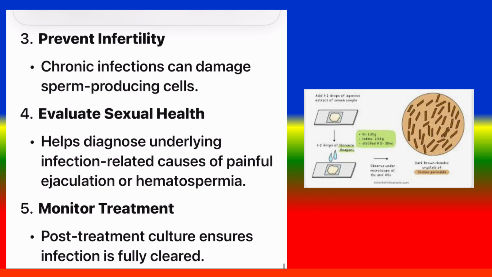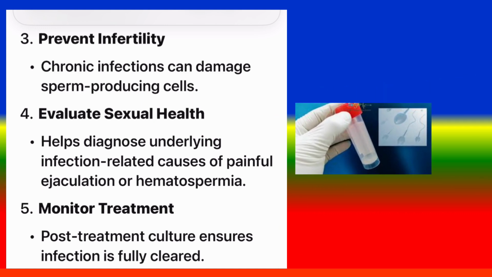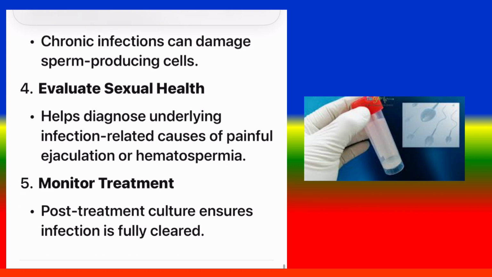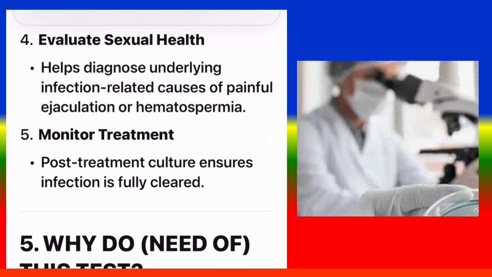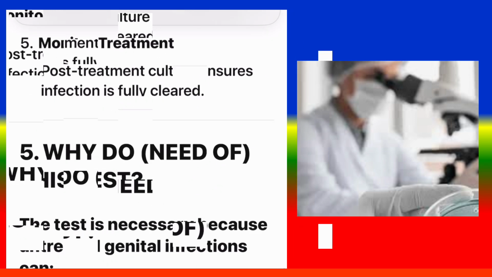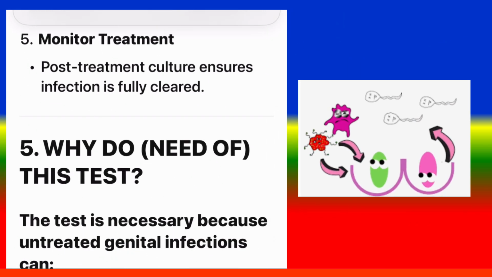3. Prevent infertility. Chronic infections can damage sperm-producing cells. 4. Evaluate sexual health, helps diagnose underlying infection-related causes of painful ejaculation or hematospermia. 5. Monitor treatment. Post-treatment culture ensures infection is fully cleared.